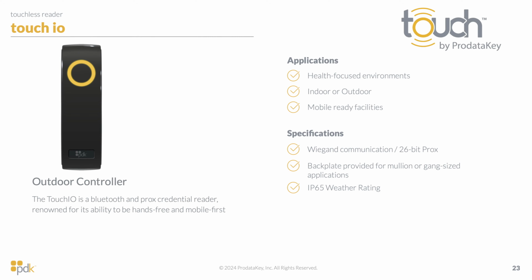So the specifications: we have the Wiegand communication and the 26-bit prox. This one is Wiegand only and 26-bit prox, so this will be used likely in conjunction with PDK's prox devices. The backplate, as I mentioned, is either, if you leave it off, mullion sized, or if you put it on, gang sized, and then this one has a slightly higher weather rating at IP65.